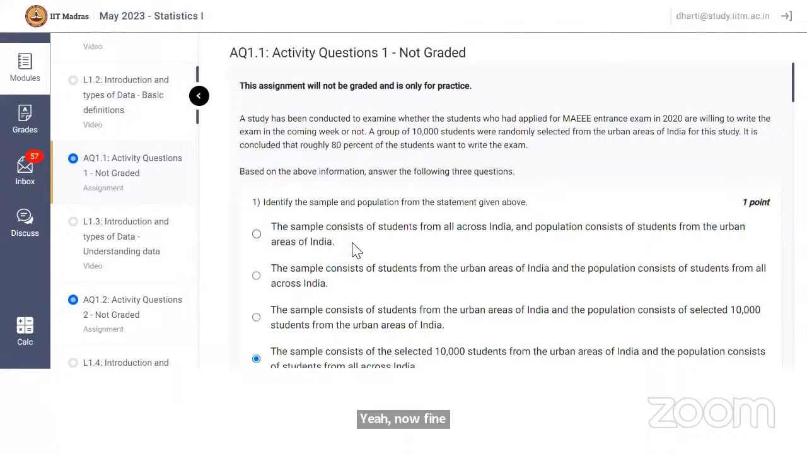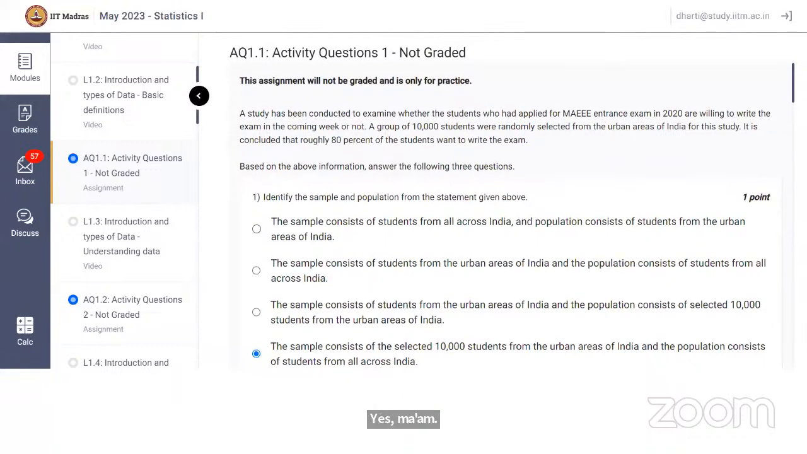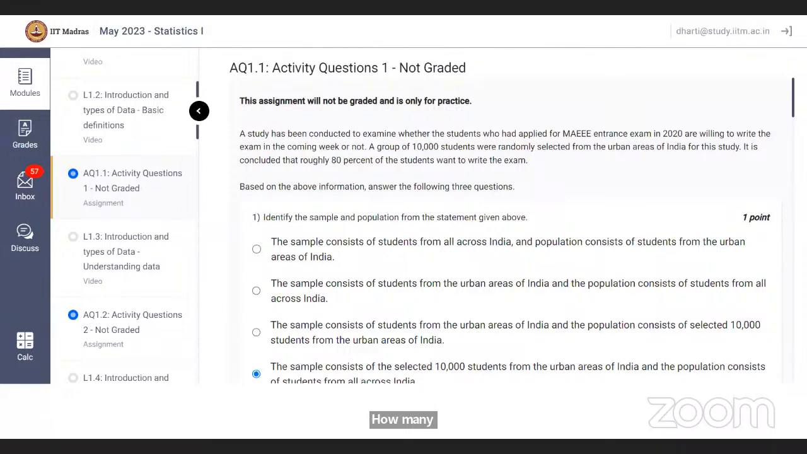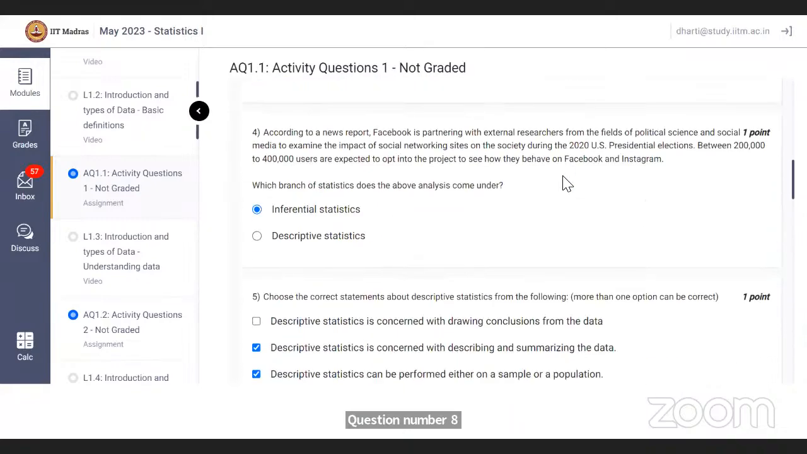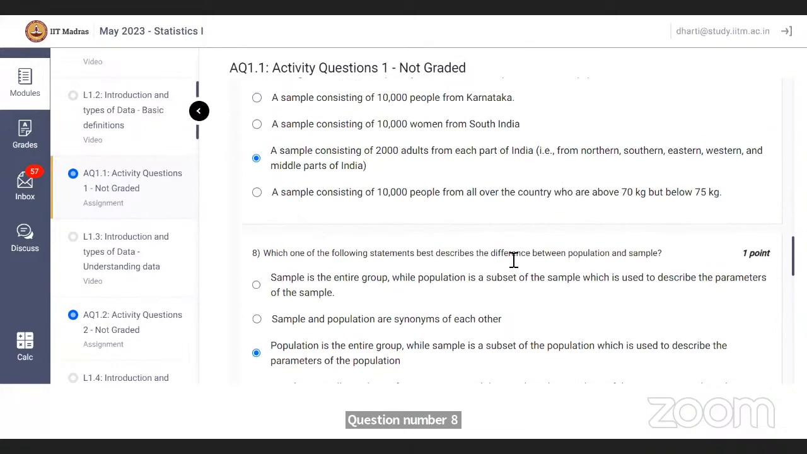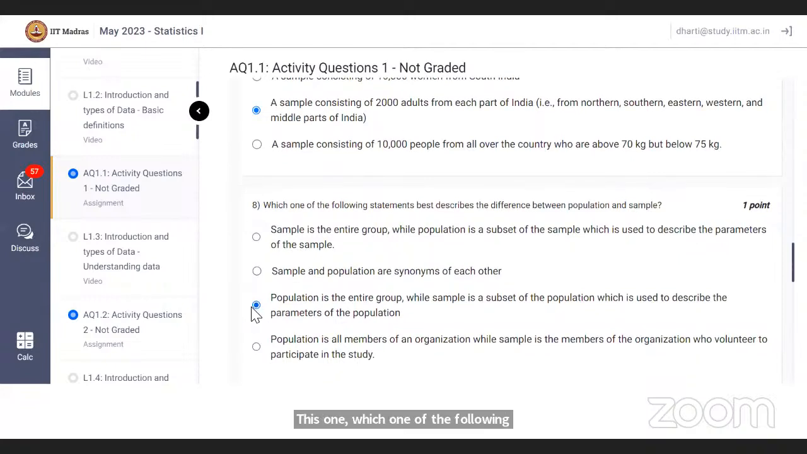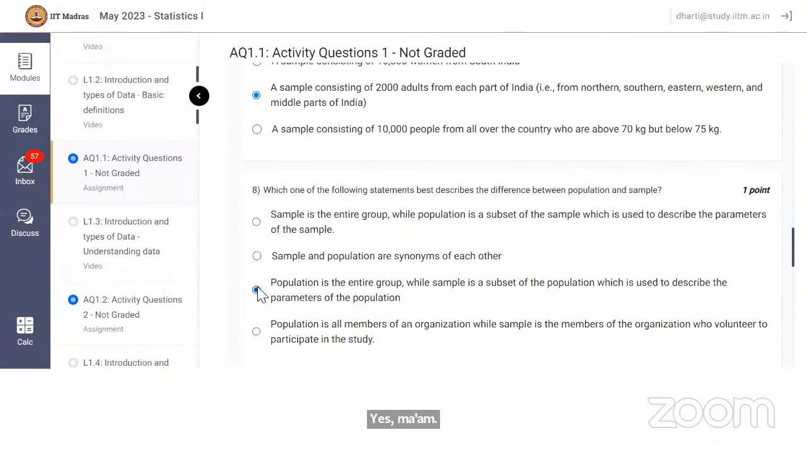Okay. Activity 1.1. What is the question from anyone? Ma'am, I have a doubt from question 8. Question number 8. This one? Which one of the following statements best describes the difference between population and sample? Ma'am, why is option 4 incorrect? So what is option number 4?